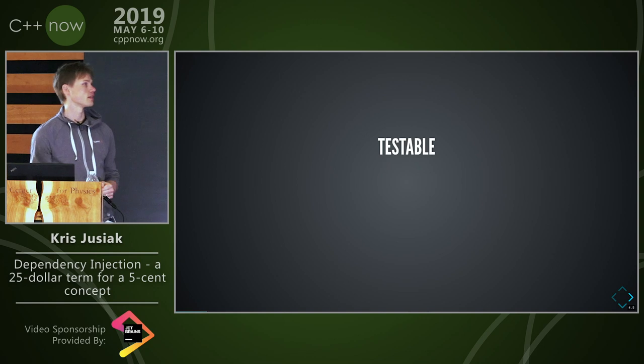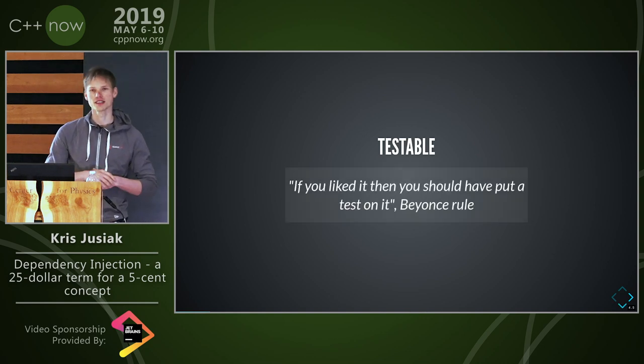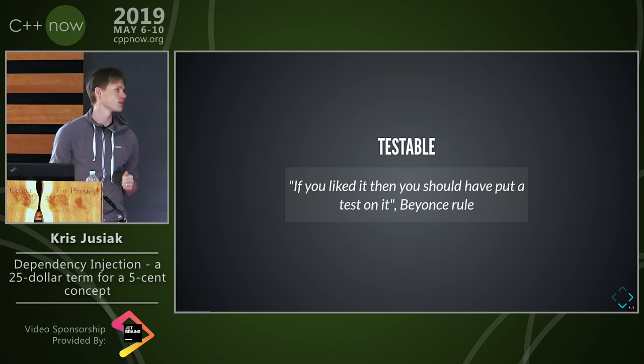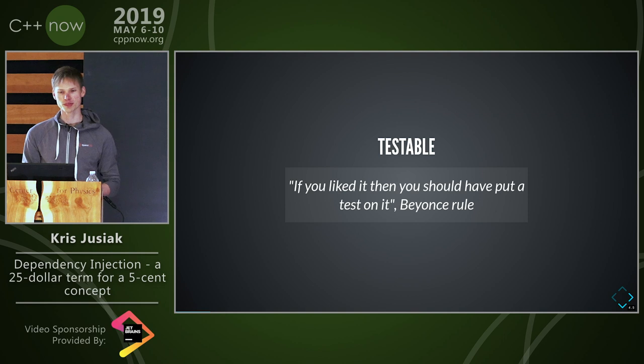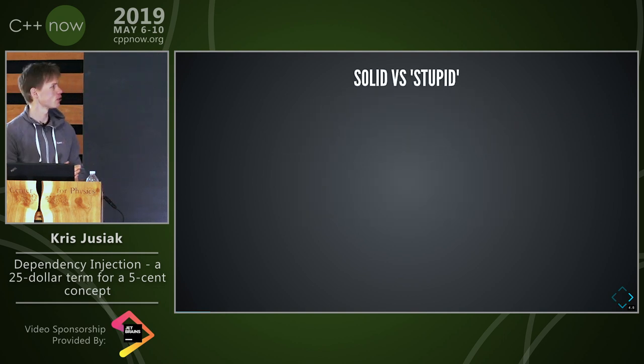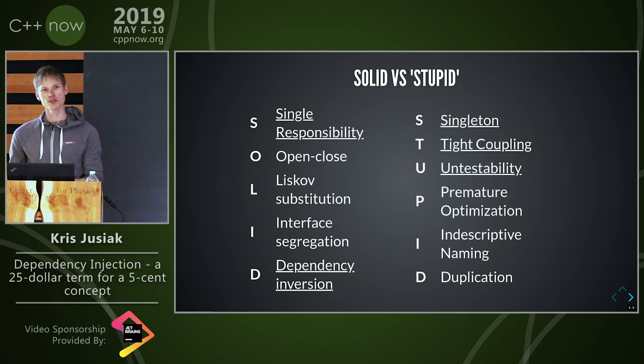And the last but not least, testable. We should always put tests if you like the code we actually have. So it's the Beyonce Rule also from Google. So it's really important to remember about it. Make sense?